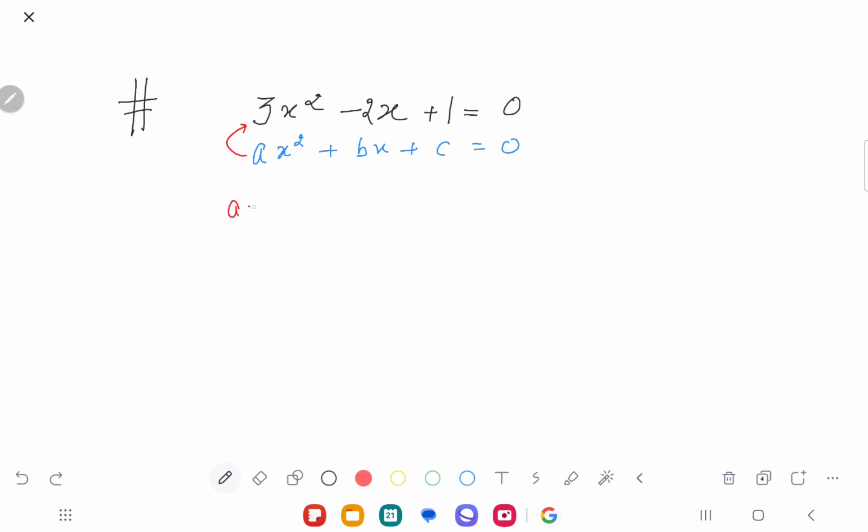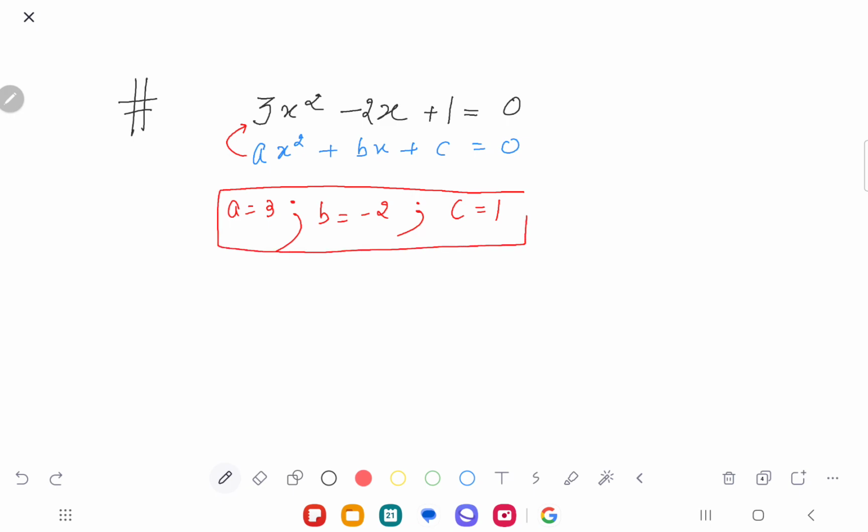Now let's do the next question. Let's suppose I give you this equation: 3x square minus x plus 1 minus 2x plus 1 is equal to 0. And I want to check what kind of roots this equation has. Will this equation be solvable or not? So how do you do this? You compare it with ax squared plus bx plus c equals 0, isn't it? So a here is going to be 3, b here is going to be minus 2, and c here is going to be equal to 1.